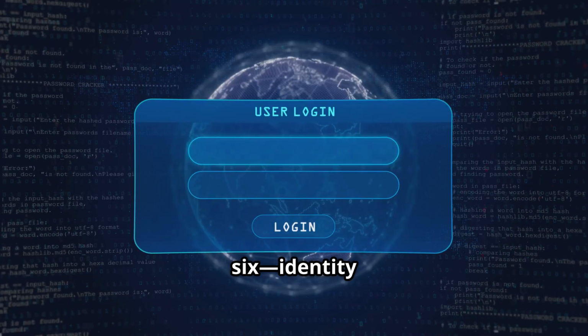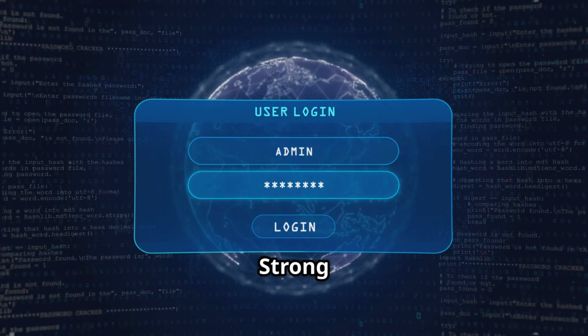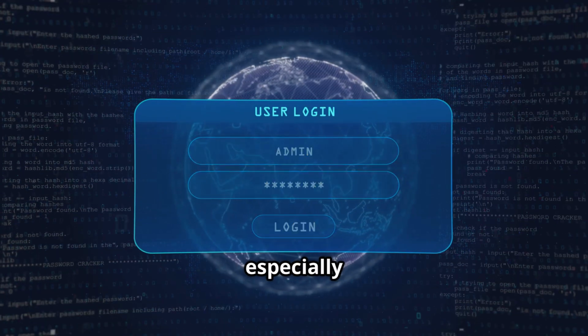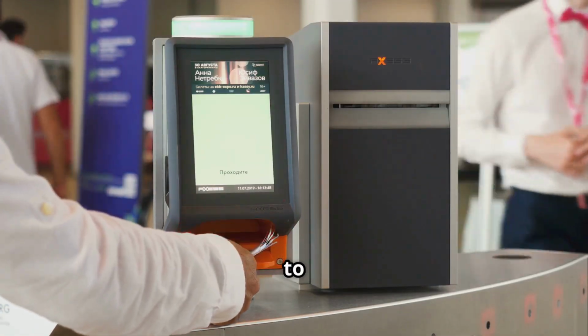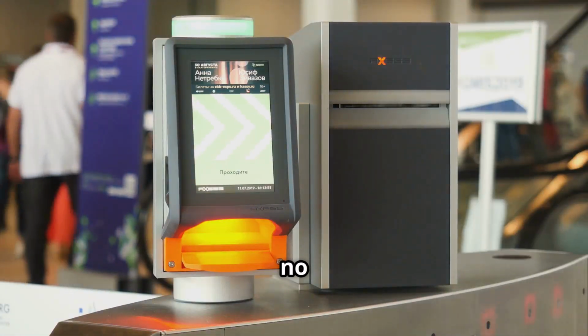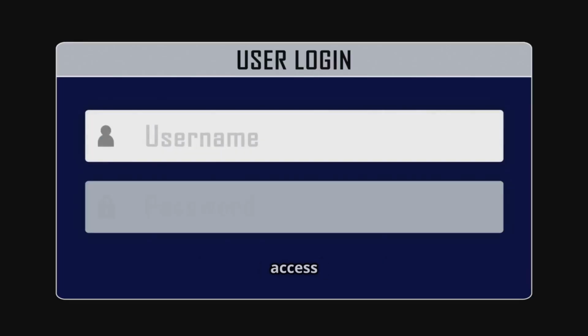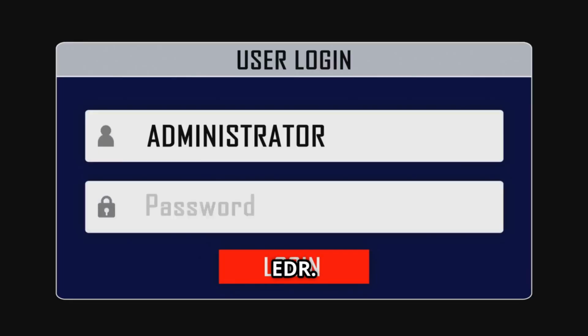Step 6. Identity and access. Strong MFA everywhere, especially device unlock and admin actions. Check device compliance tied to access. No compliance, no data. Action. Conditional access with device risk signals from your EDR.